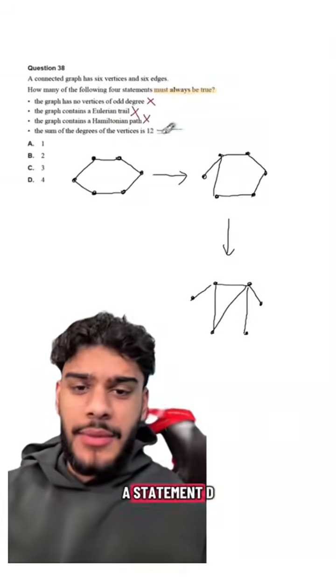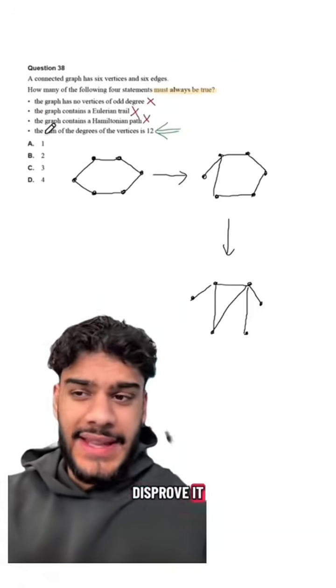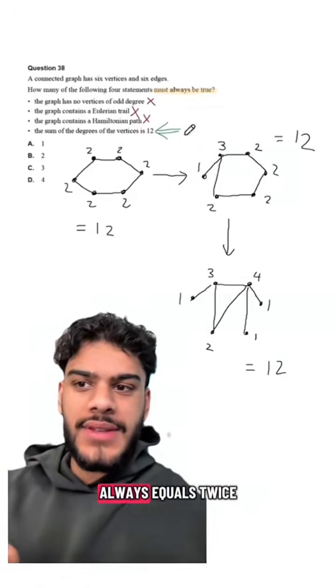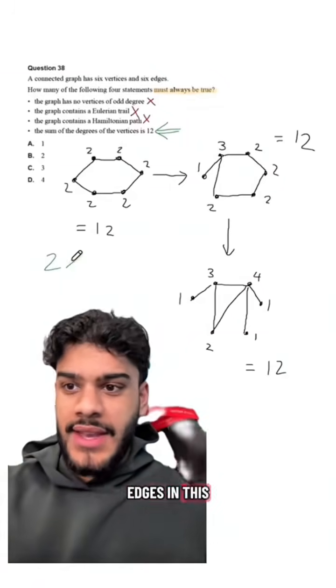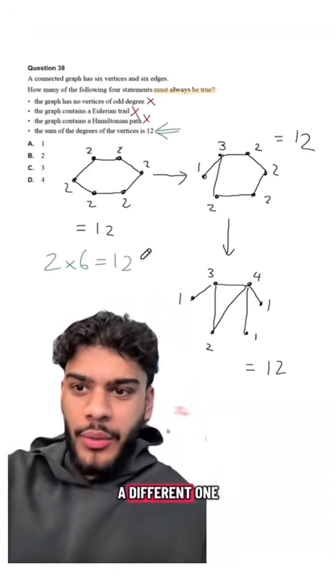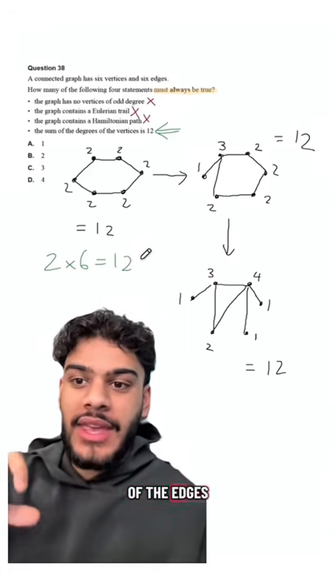Now, to solve for statement D, we can test every graph to try and see if it's wrong, but that would take too long to try and disprove it. Instead, we can actually find a rule to explain why it's 2. The sum of the degrees of all vertices always equals twice the number of edges, in this case 12. This makes sense, because if I take an edge away from one vertex and I add it to a different one, we're just moving the edge. We're not adding or subtracting any of the edges, keeping the total constant.